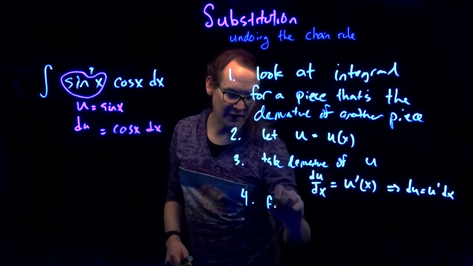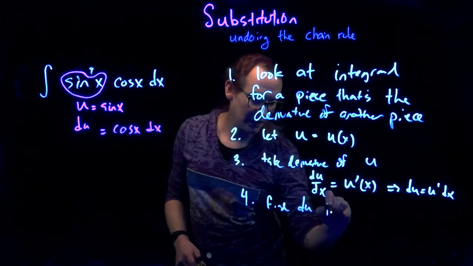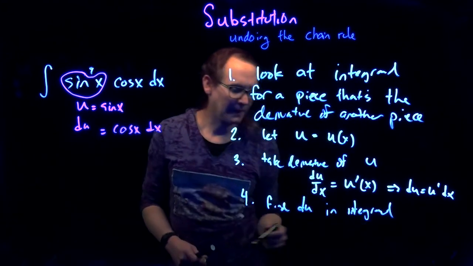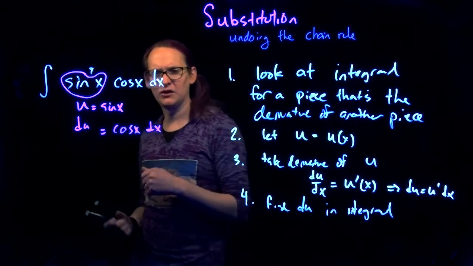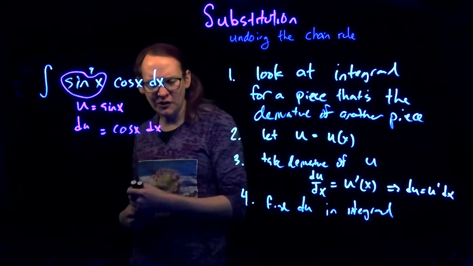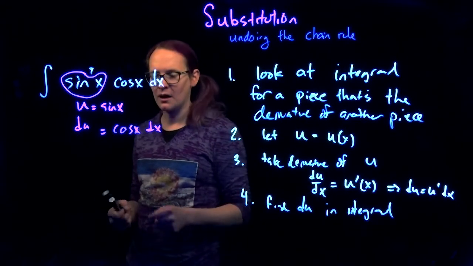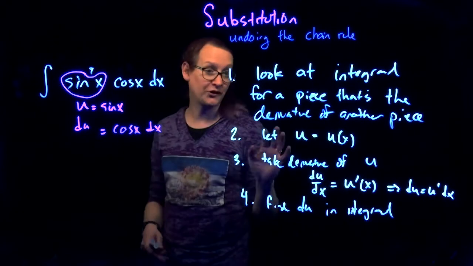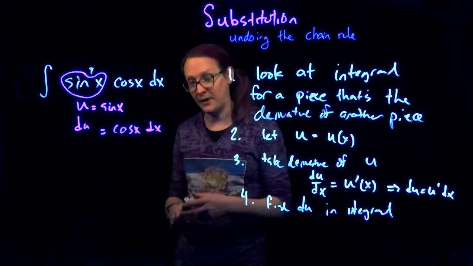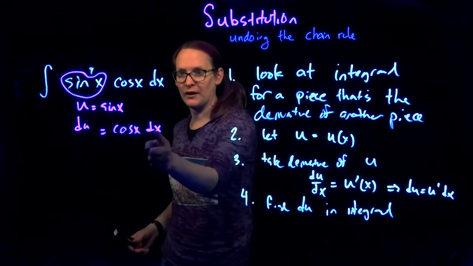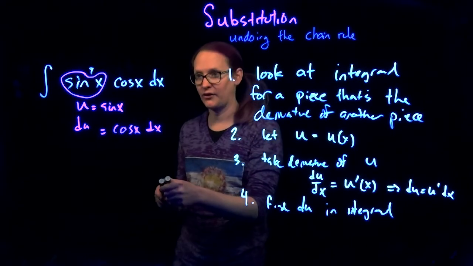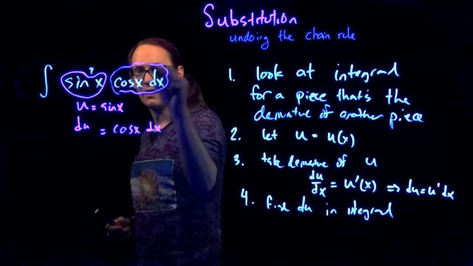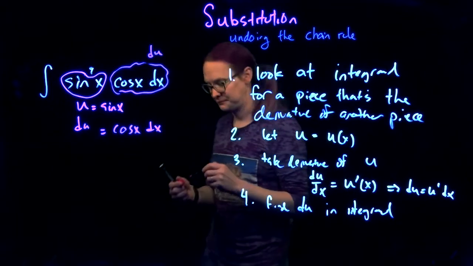Okay. The next step is we're going to find du in the integrand. And this might require introducing a scalar, a scaling constant, in order to get the thing to appear. And we'll see that in some example videos coming up. So I see cosine of x dx, and I see cosine of x dx. So this part right here is du.